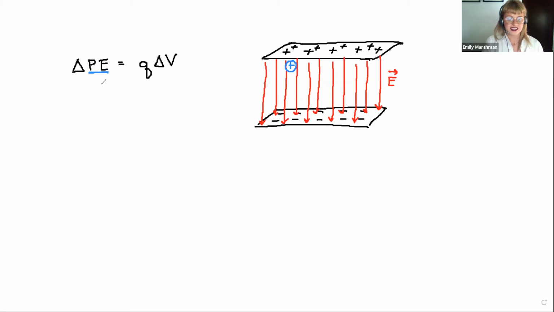We don't always talk about electric potential energy though. What we actually talk about a lot more in physics and electricity and magnetism is potential. So this left-hand side is called electric potential energy. Its units are the same as any other energy. Its units are going to be in terms of joules.